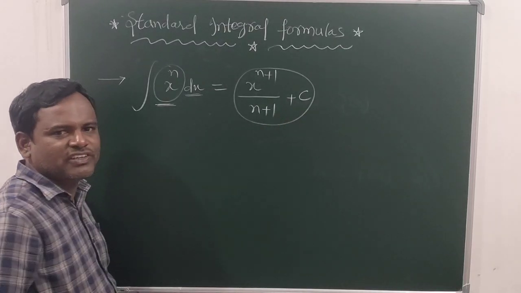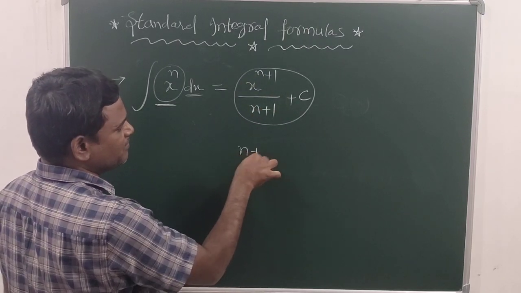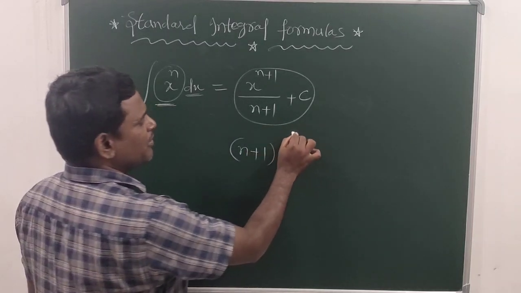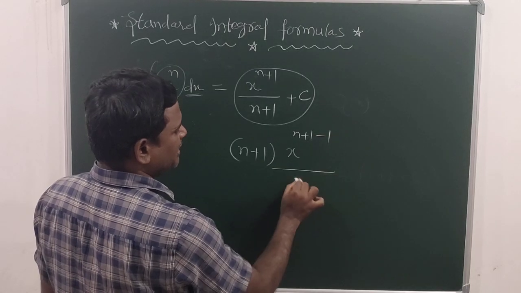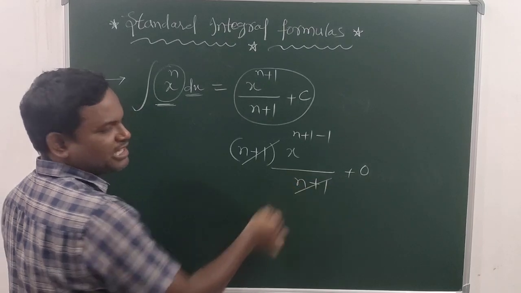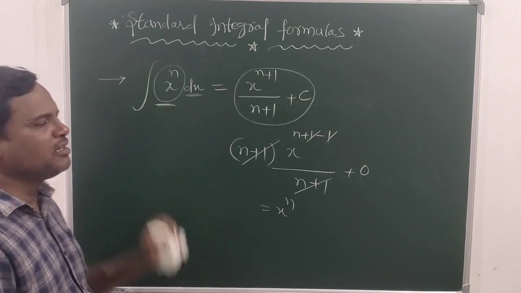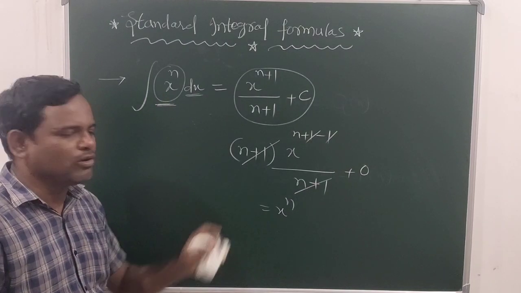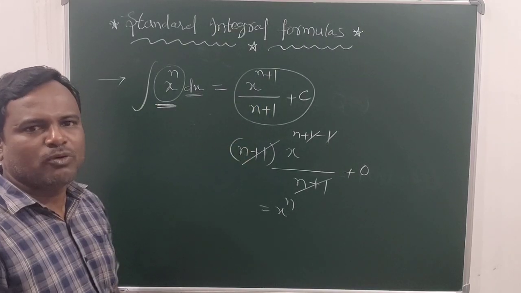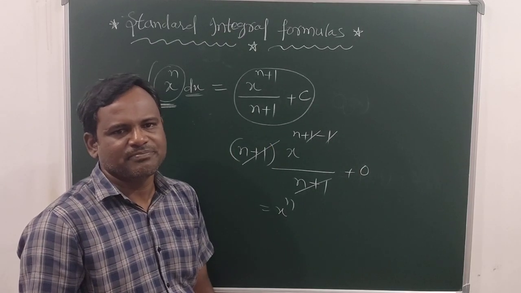Shall I do the derivative of this function? See here, x power n plus 1, differentiation, derivative will be n plus 1 into x power n plus 1 minus 1 by n plus 1. Constant derivative will be 0. So both of them cancelled. See, what is the result? X power n. You got the function, integrand you got. Hence, the integral of this function will be x power n plus 1 by n plus 1 plus c, where n should not be minus 1.